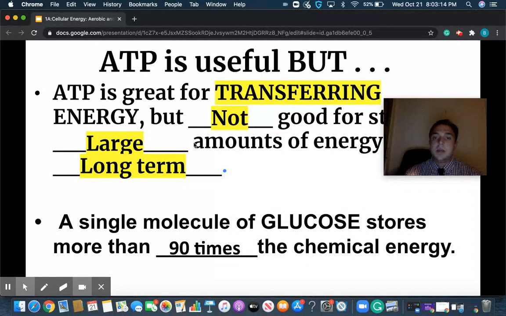So again, ATP is useful for transferring energy, but is not good for storing large amounts of energy. So for example, a single molecule of glucose stores more than 90 times the chemical energy. And that is again because as this chemical bond breaks, there's a large amount of energy that's released. And in order to use all that energy within the cell, ATP needs to convert back and forth to store as much of it as possible.